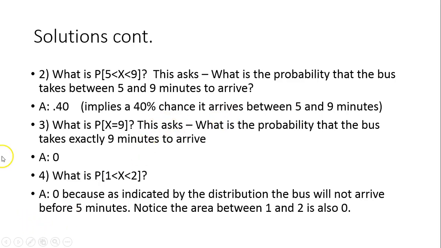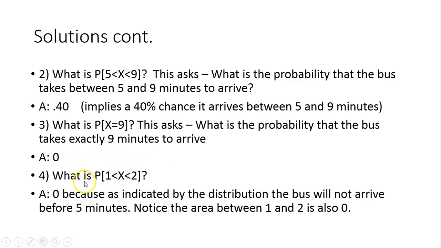What is the probability that x equals 9? That is, what is the probability the bus takes exactly 9 minutes to arrive? Well, for exact times it has to be 0, because no bus is going to arrive at the exact time. It's a very, very small chance, because there is an infinite number of times it can arrive. It can arrive at 9 minutes 5 seconds or 9 minutes 3 seconds. These are all different from 9, right?